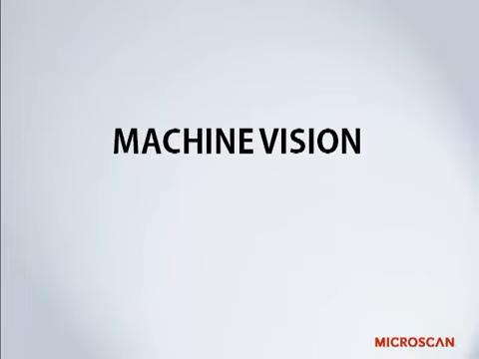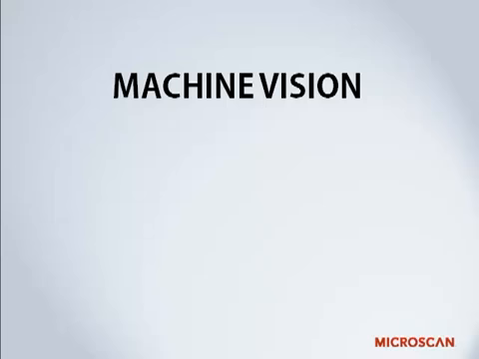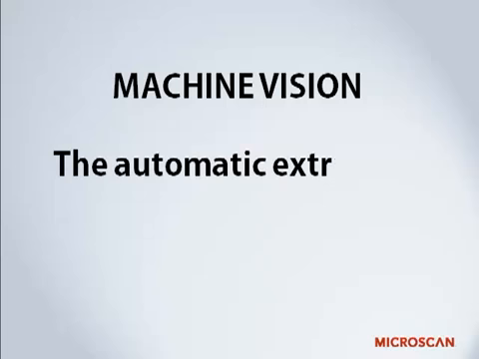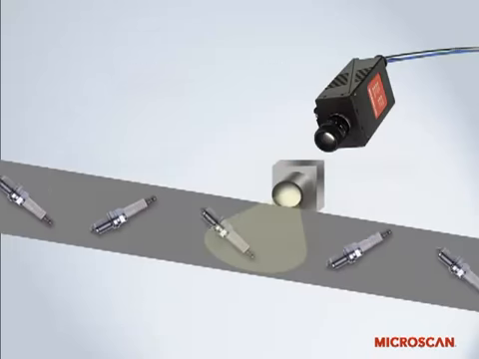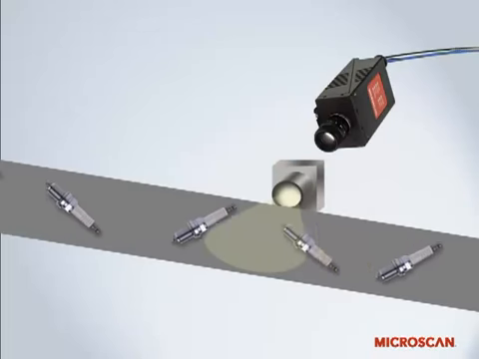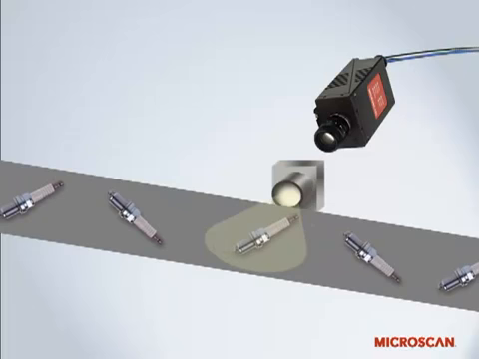So, let's get started with a definition of machine vision. Machine vision is defined as the automatic extraction of information from digital images. So, what exactly does that mean? Well, let's look at a very basic breakdown of a typical machine vision process.